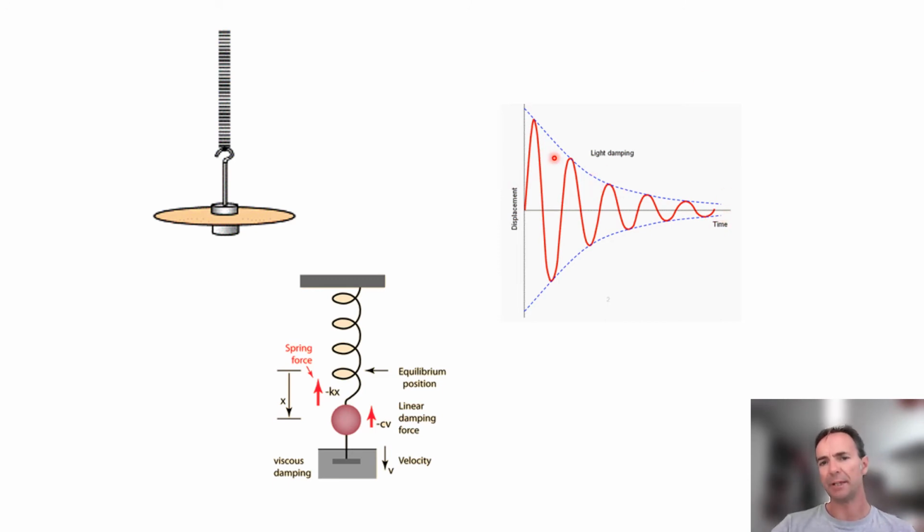I put light damping here. Basically, light damping is when you get multiples of it happening, and it will carry on going on. Heavy damping is, of course, when it probably doesn't even make one. And then a good example of heavy damping is the suspension system on a car.